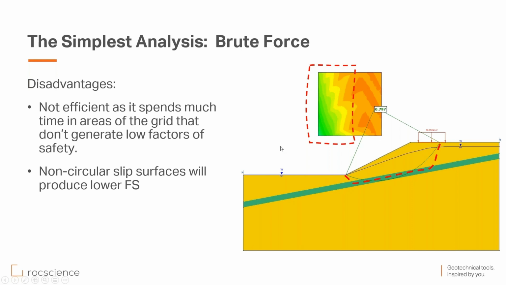So that's where metaheuristics come in. So the metaheuristics, instead of spending a lot of time in these high areas, they're smart enough to know, after trying a few surfaces in this region, the critical surface won't be found here. So then they focus on the actual critical regions. And of course, they are not circular, so they're more flexible to any scenario.